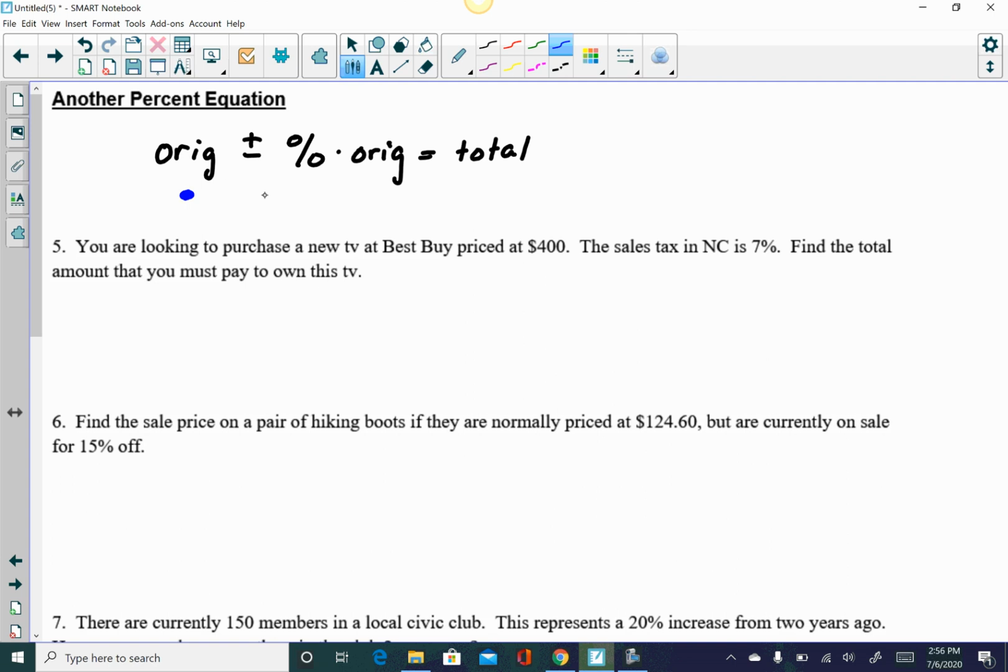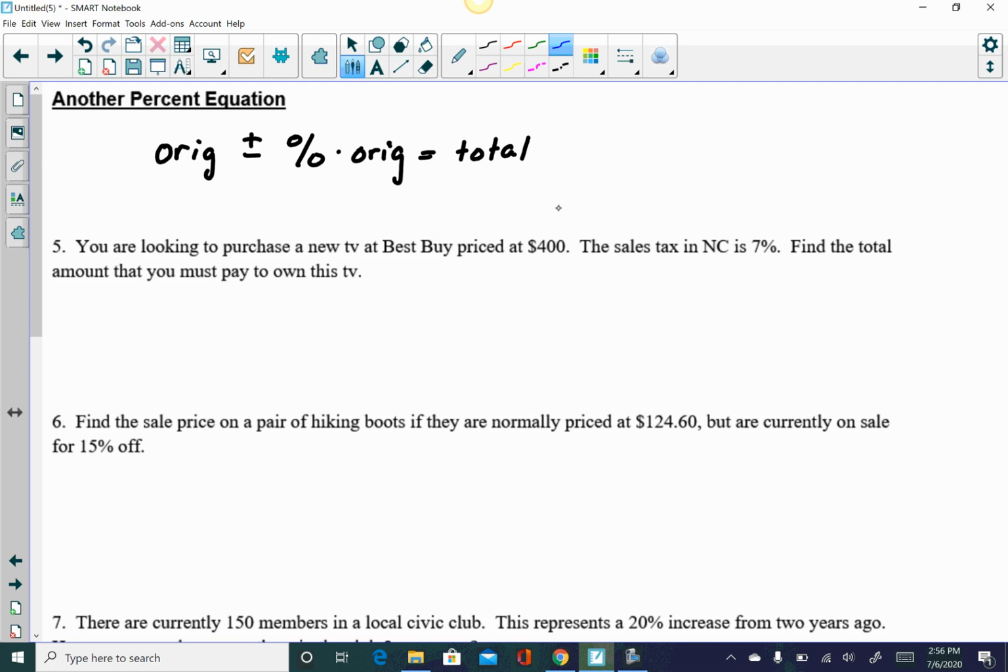So you've got the price of your milk plus the percent that you're going to pay on that milk, and that will equal what your cashier tells you is your out-the-door total price. Okay. You'll use subtraction whenever you are getting a discount.